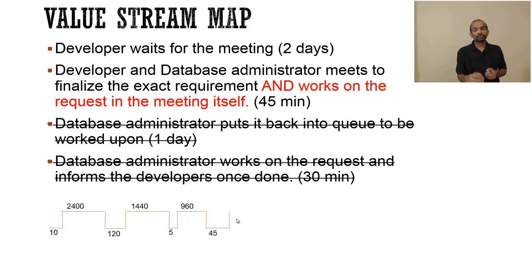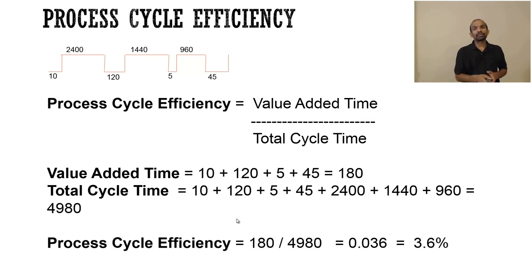So let's see if it really helps the process cycle efficiency. Process cycle efficiency, again, is the value added time divided by total cycle time. So in this case, the value added time is 10, 120, 5, and 45. So that totals up to 180. And the total cycle time is all of these numbers and 2400, 1440, and 960. So that totals up to 4,980. So the process cycle efficiency will be 180 divided by 4,980. So that comes out to be 3.6%.